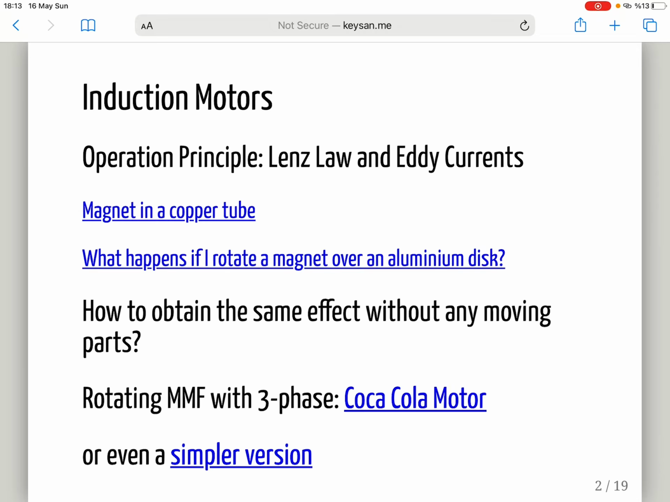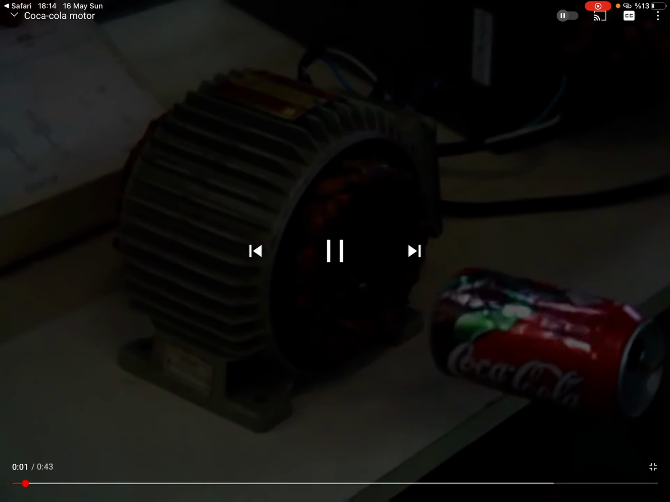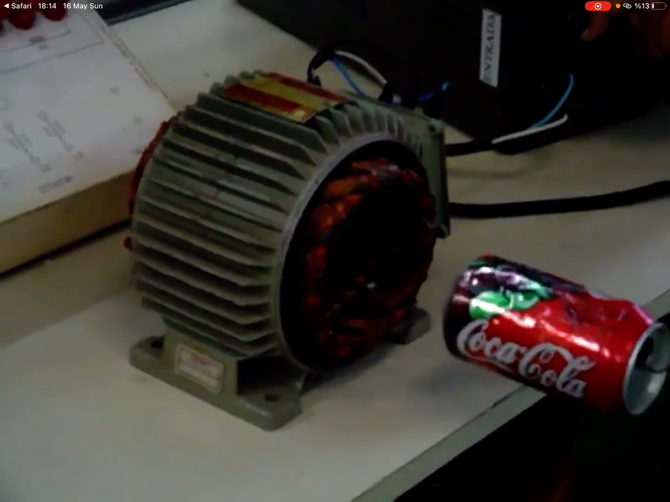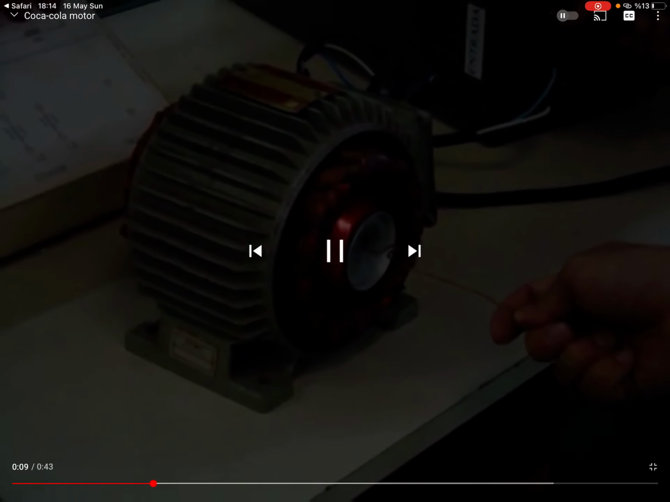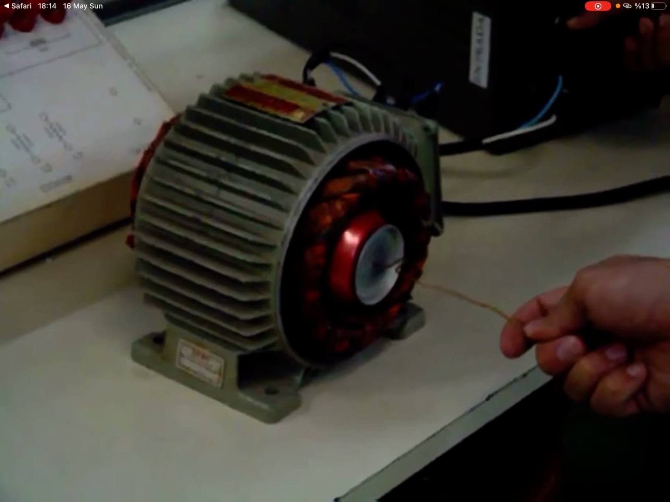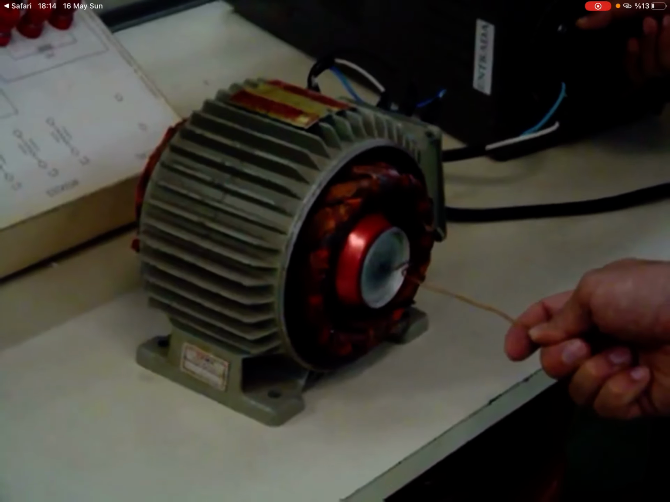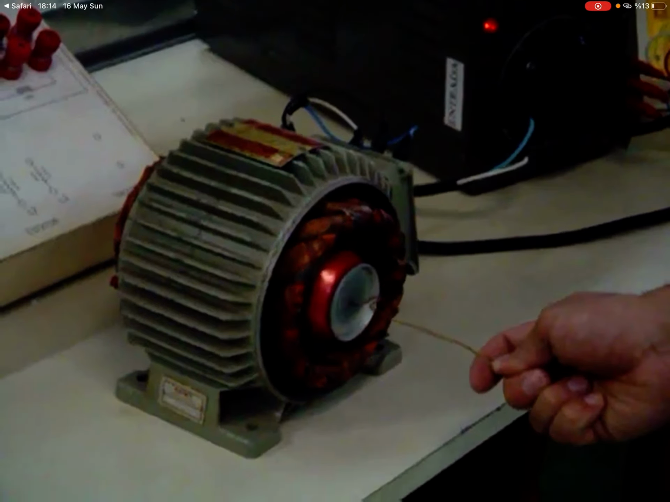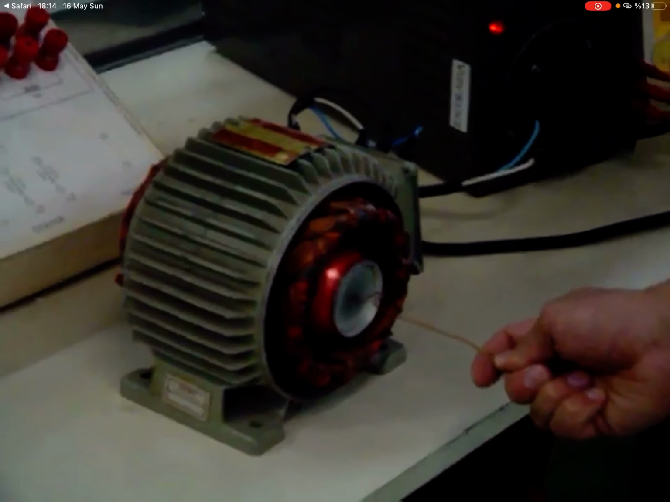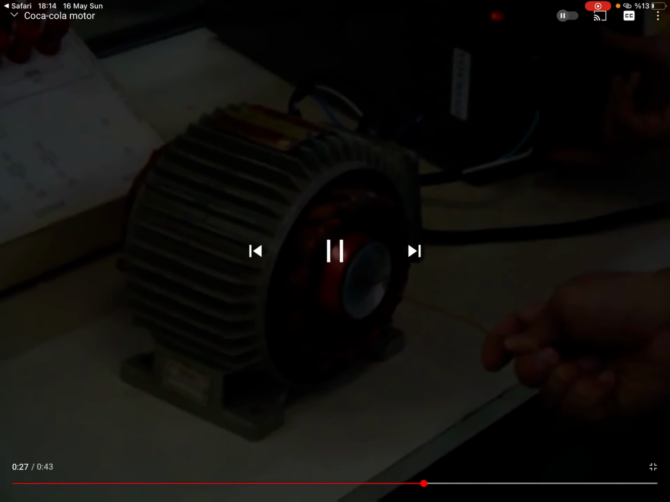So here you see a simple example. We actually have the same setup in our lab. There's a Coca-Cola tin, an aluminum tin, and on the stator we have a 3-phase winding, so it is just creating some rotating MMF. And when you put the aluminum can into the stator, what you will see is a rotation like that. I hope once you are back at the university, you will see a demonstration of that in our lab. So it's just rotating, and this is the main idea of the induction motor.